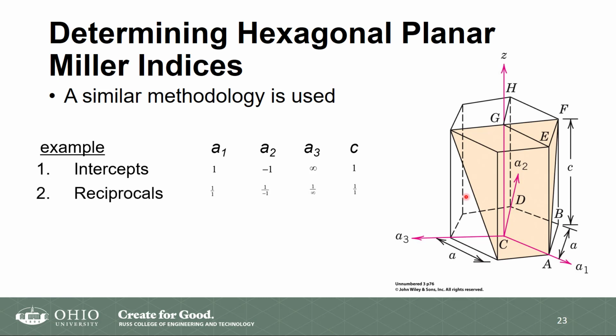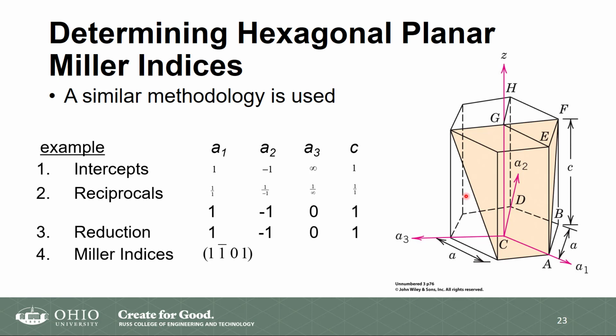And then second step, we take the reciprocal of each of these numbers, which gives us 1, -1, 0, and 1. Do we need to reduce? No, we do not. We take our Miller indices, and that will be (1 -1 0 1), with a bar over the 1. So again, the methodology that we use in the cubic unit cell is very similar to the one that we use for the hexagonal, except we have one additional index to worry about, but the steps are still the same.